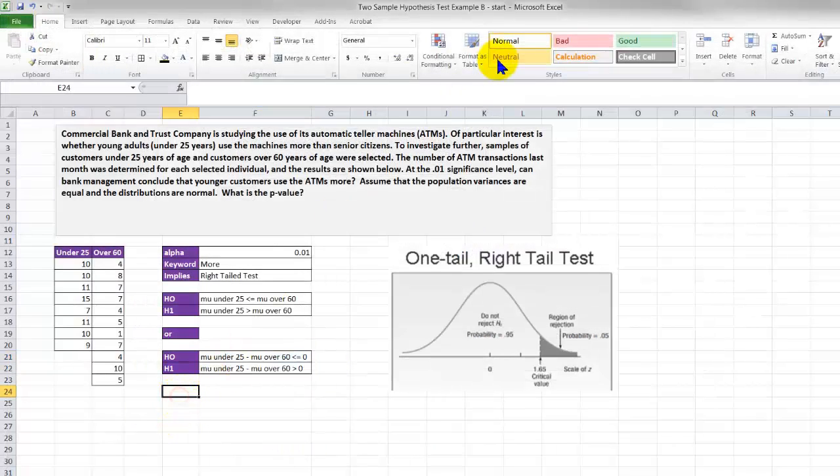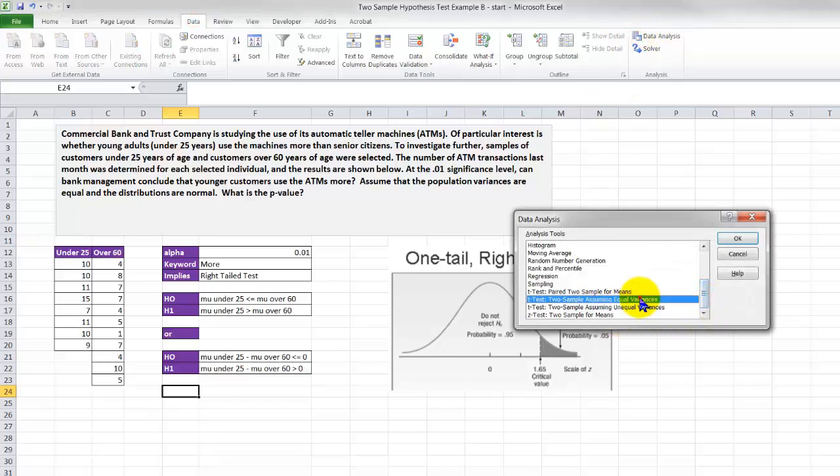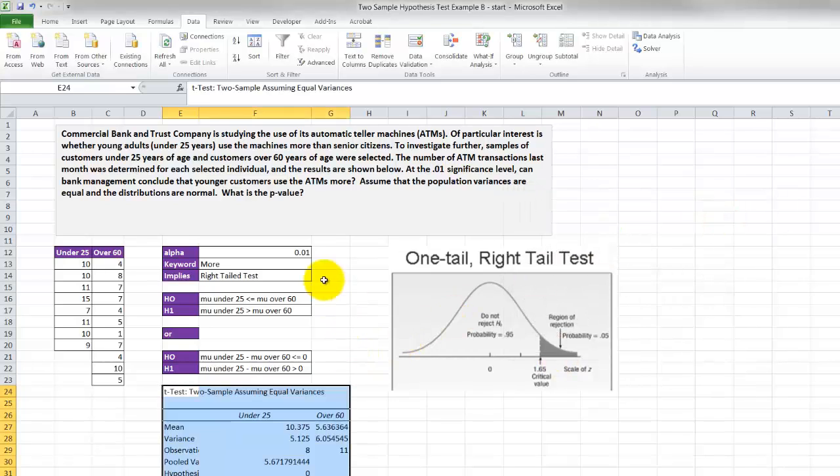Let's go ahead into our data analysis tool pack. We're going to assume equal variance, which is the second option. Let's hit OK. Our range 1 is under 25. Going left to right, that's what appears here first. And our second range is over 60. Hypothesized difference is 0. We do have labels. We're updating the alpha. And our output can be here. Let's go ahead and generate that report.